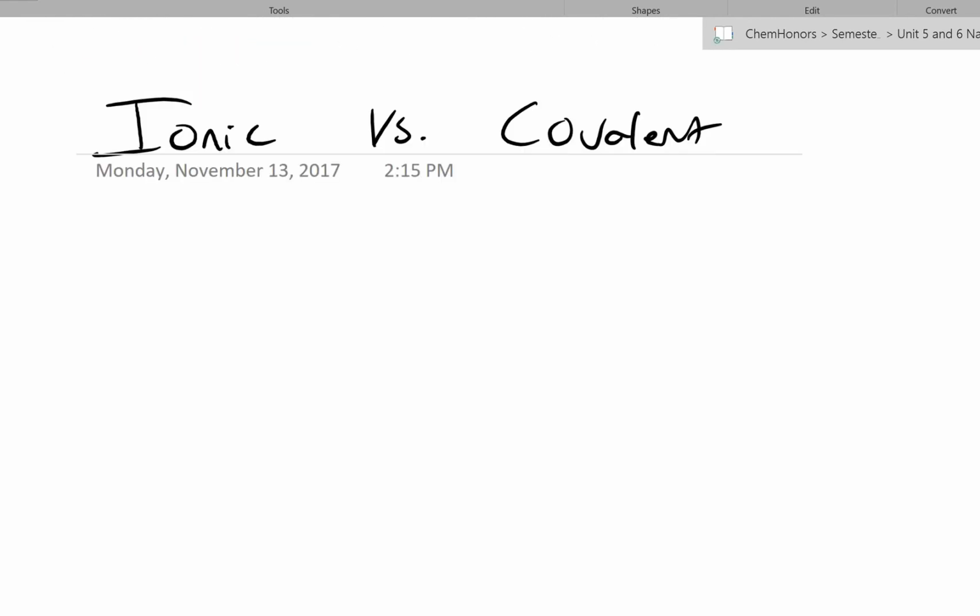So what we're going to be talking about today is ionic and covalent bonds. So, ionic versus covalent. We've talked a little bit about both of these and how they act as bonds, and what some of the differences between them are.